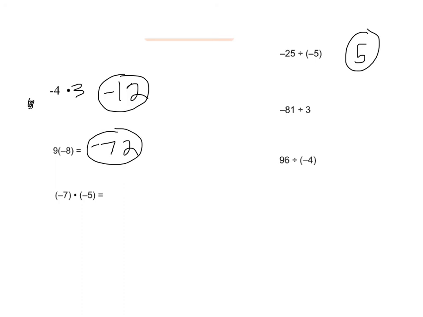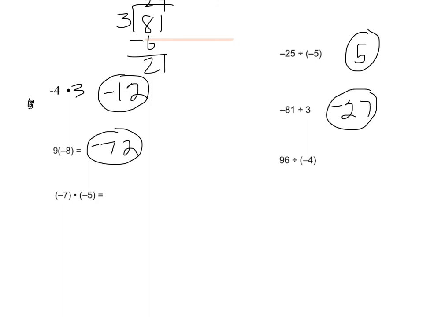And then negative 81 divided by 3. Let's see, 81 divided by 3. 3 goes into 8 twice, which is 6. 21. So that's going to be 27. 1 negative, so my answer is negative. So I'm going to have you guys try the next 2, and then we'll go over them.